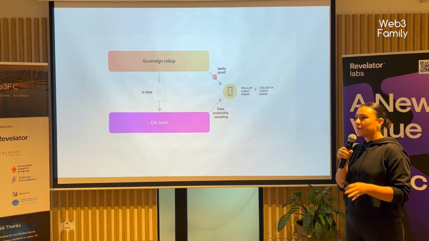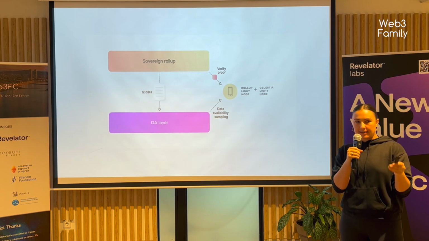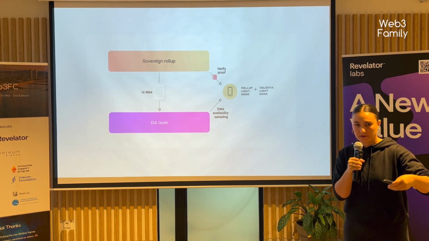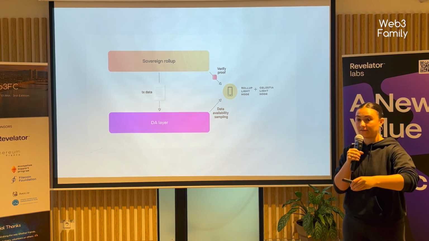Okay, so what a roll-up is. Basically, a roll-up is a blockchain, like a special blockchain, that publishes data or transaction data to another blockchain, which handles the data availability and the ordering, right?